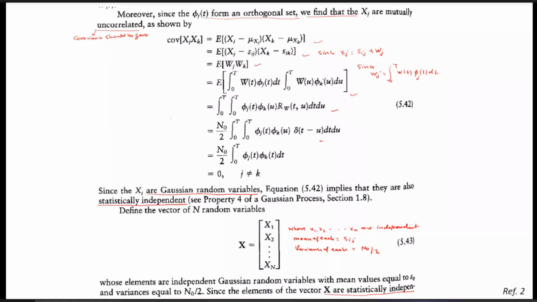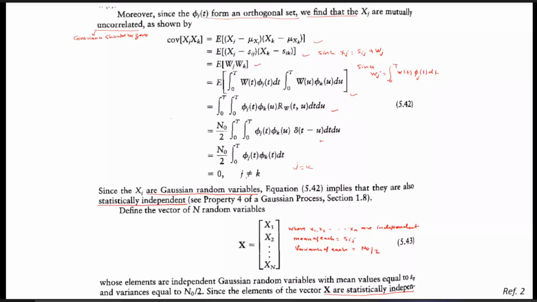Then Rw is nothing but N naught by 2 delta t minus u. The value of this integration again will be unity, and we can write it as phi j t phi k t. Now you can see, if j is equal to k, then this expression will be simply the same as the calculation of the variance. But here, since j is not equal to k, just using the basic properties of the basis functions, we can say the value of this integration will be 0.